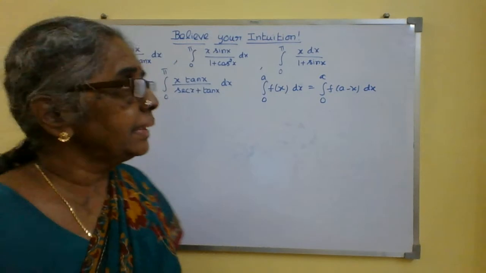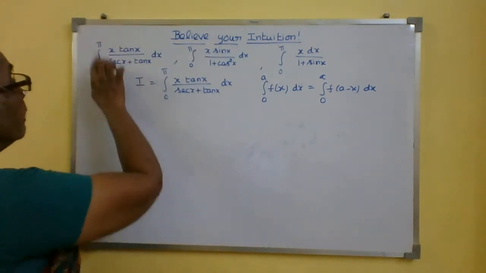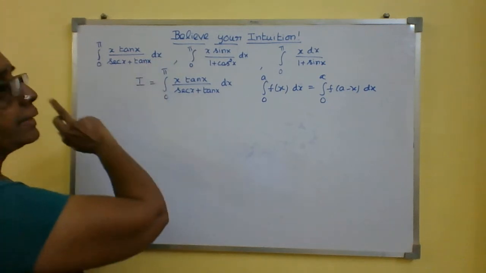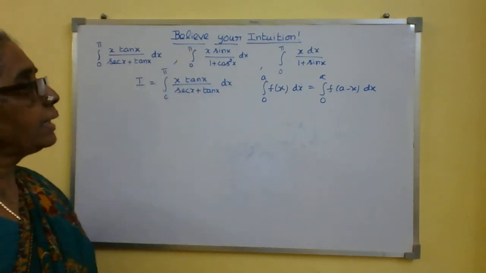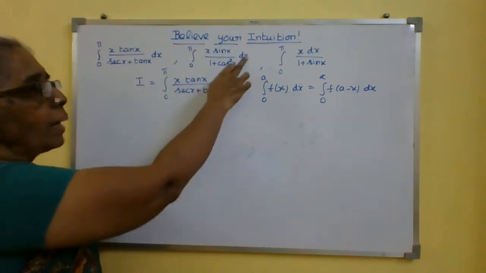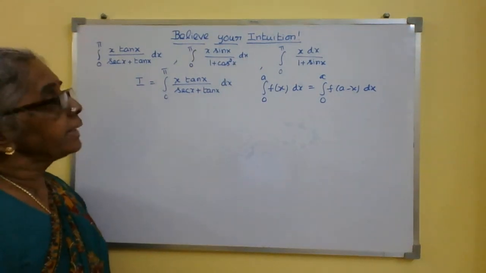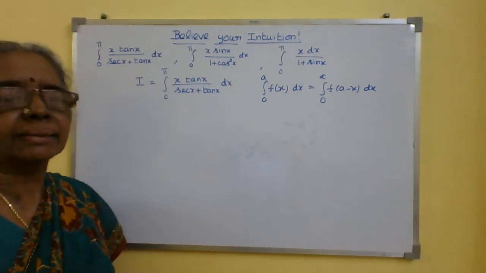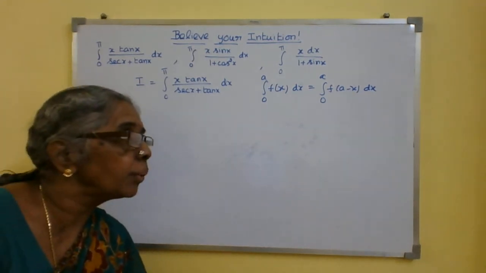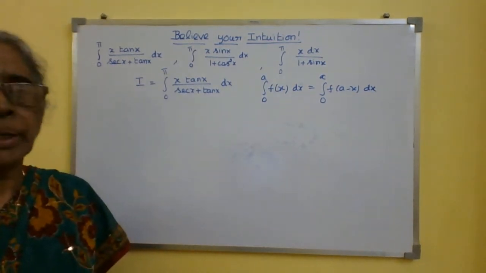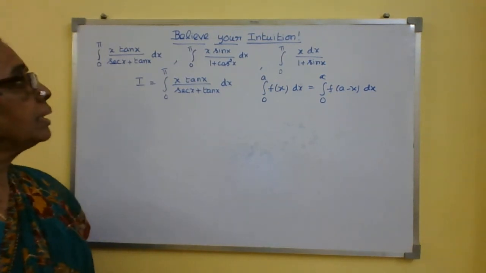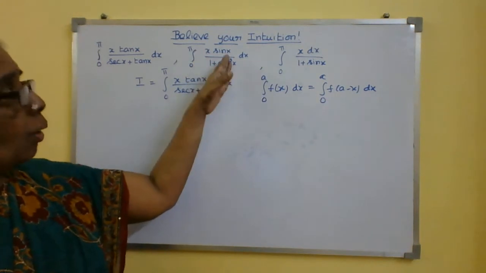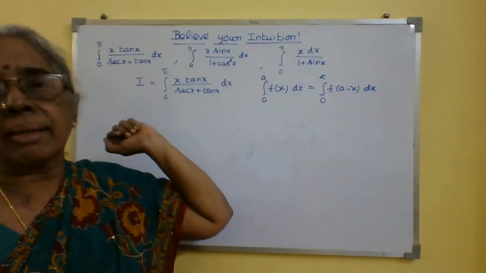Now consider these three sums: integral 0 to pi x tan x by secant x plus tan x dx, integral 0 to pi x sin x by 1 plus cos squared x dx, integral 0 to pi x dx by 1 plus sin x. In all three sums, if you notice carefully, you have some trigonometric functions and you have another x. Either it is along with the trigonometry or it is alone here.